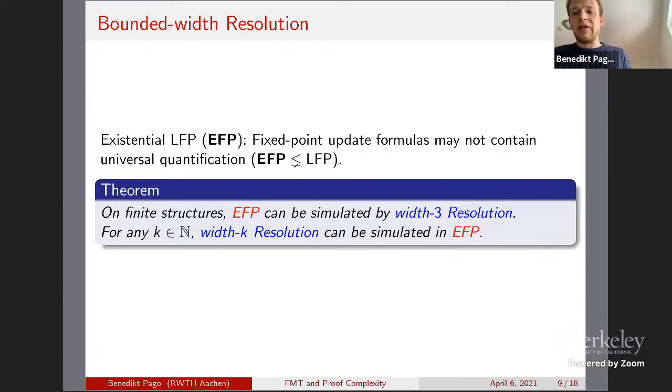This is like LFP, but now the fixed point formulas may not contain universal quantifiers. And this is also known as stratified Datalog, by the way. And so this weaker version of fixed point logic can be simulated using only width 3 resolution. And conversely, for any k, width k resolution can also be expressed in this fixed point logic. Again, because if the width of the clauses is at most constant, then the proof size is guaranteed to be polynomial because there are only polynomially many clauses you can resolve. So this finishes the case of resolution.